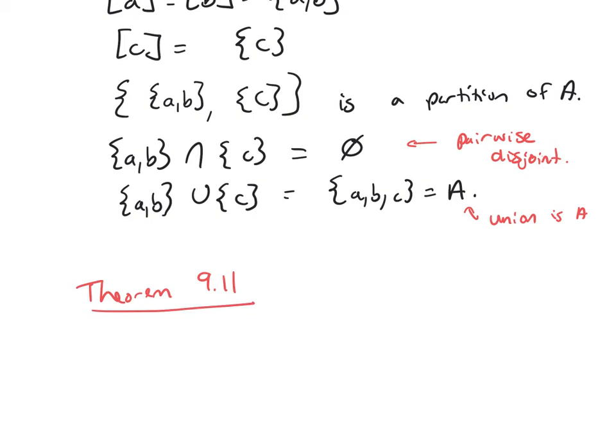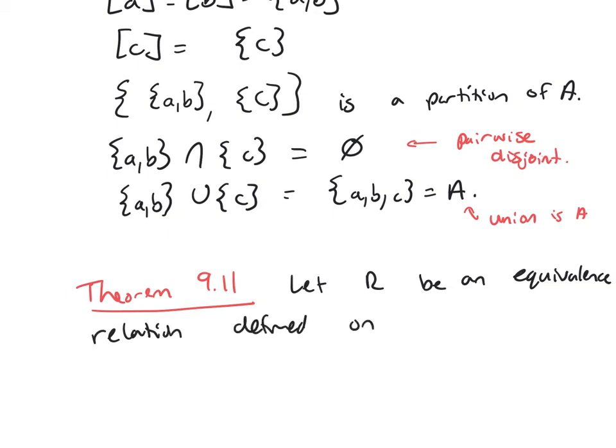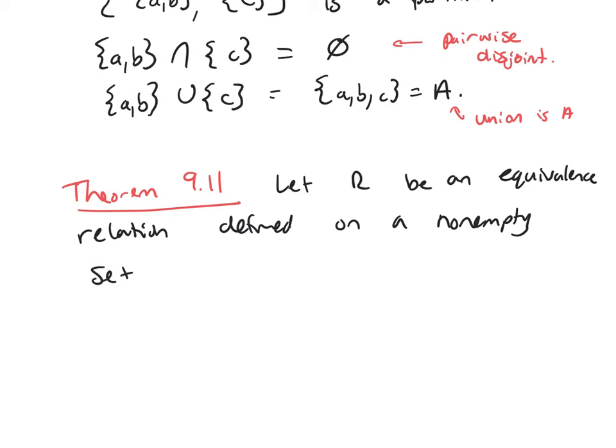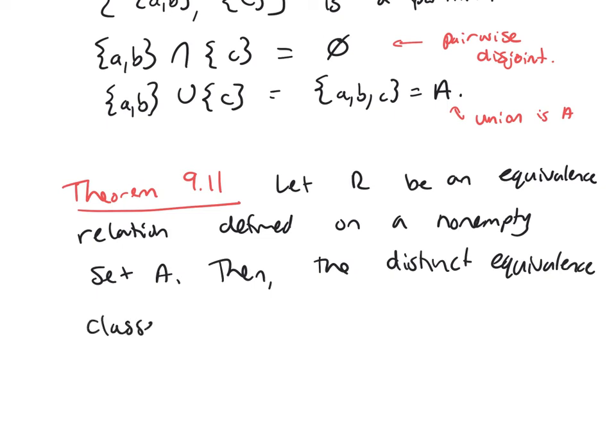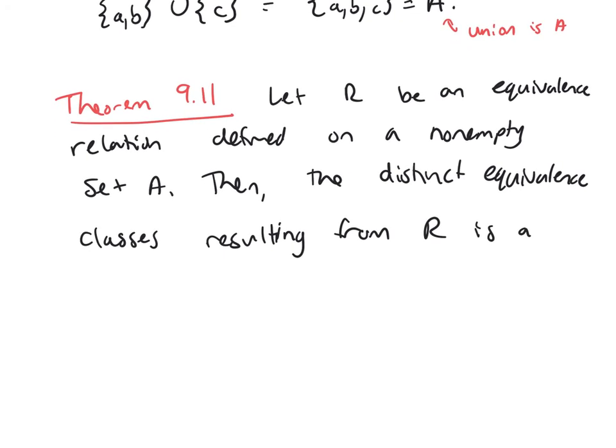9.11. So theorem 9.11 says let R be an equivalence relation defined on a non-empty set A, then the distinct equivalence classes resulting from R is a partition of A.